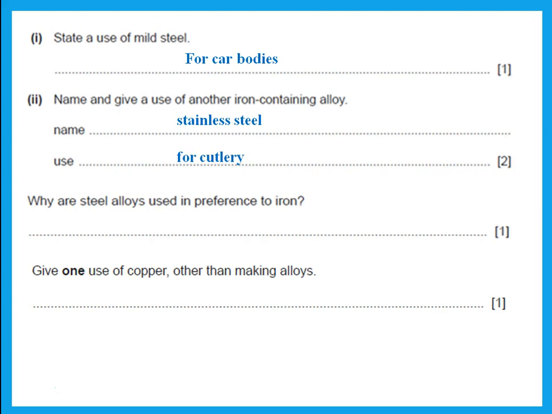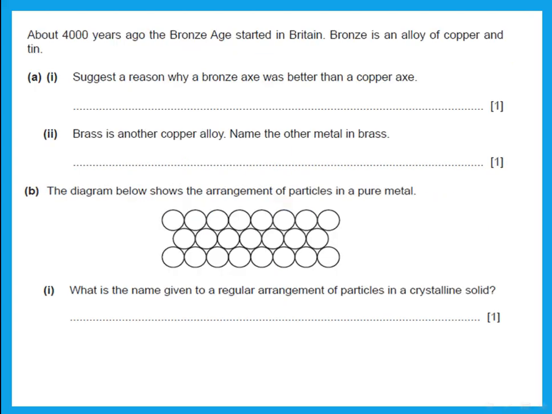Why are steel alloys used in preference to iron? Why do we prefer to use alloys? Because they are stronger and harder. Give one use of copper other than making alloys. What do we use copper for? We use it for electric wires. Give a reason why a bronze axe was better than a copper axe. So he's saying bronze is an alloy. So why is it better for an axe than the pure metal? Because bronze is stronger or harder.